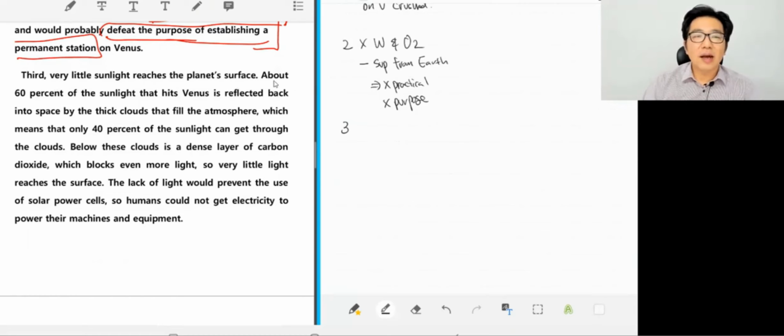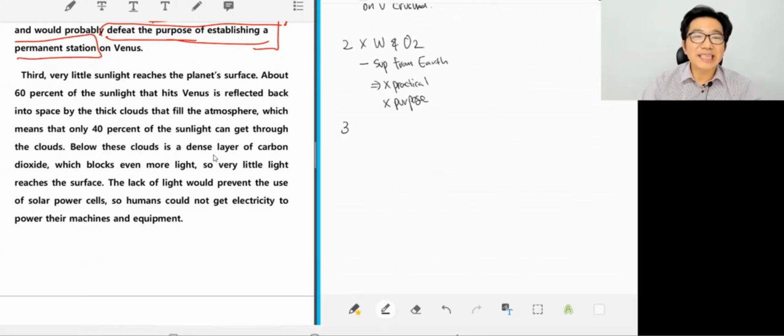Okay, let's read on. About 60% of the sunlight that hits Venus is reflected back into space by the thick clouds that fill the atmosphere. We cannot absorb 60% of the sunlight because it just reflects it back into space. So we cannot get that sunlight. So 60% gets reflected away from Venus, which means only 40% of the sunlight can get through the clouds. So they only get 40%, which may not be ideal.